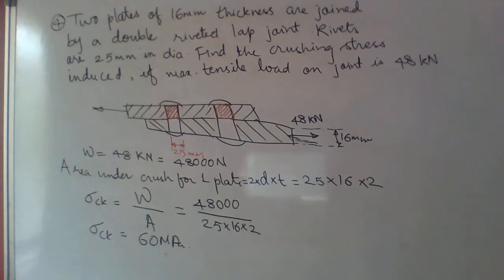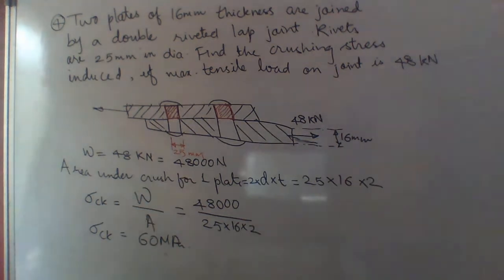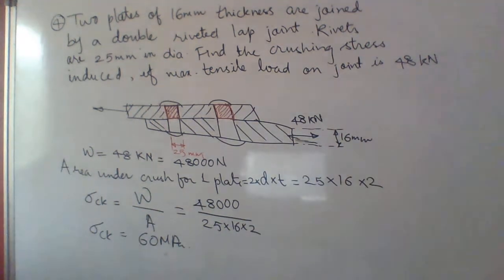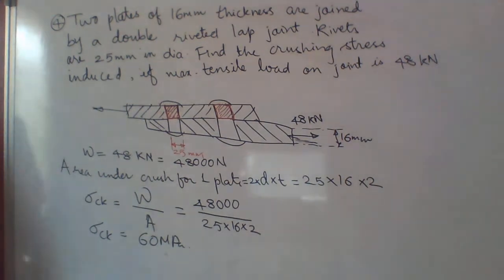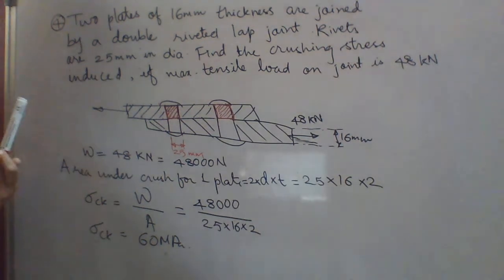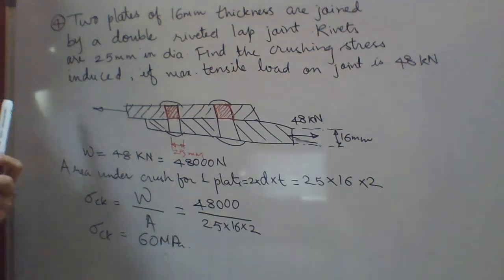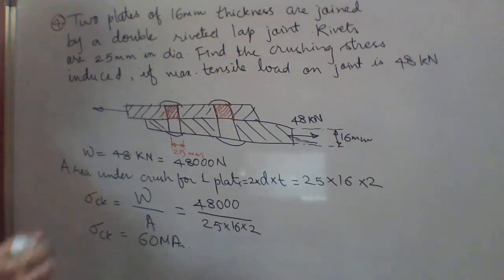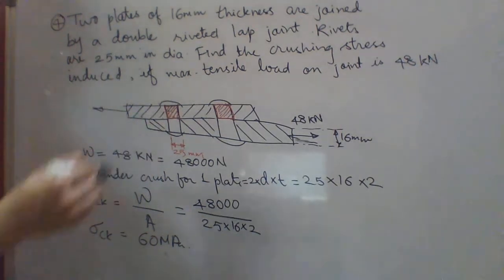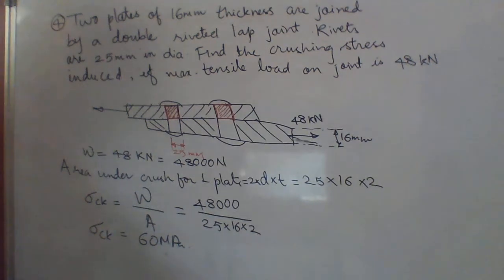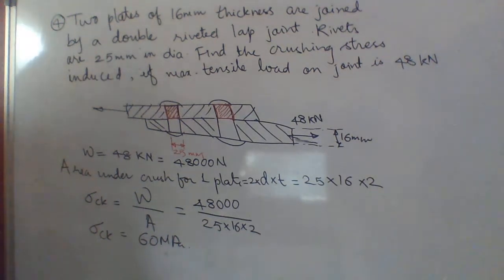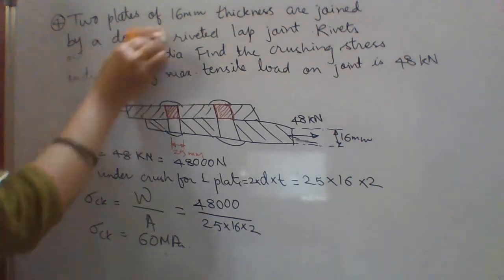This is the numerical asked on crushing stress. Now we will take one more numerical on bearing pressure or bearing stress. Now in this case it was only crushing. We are very well aware because we know that these rivets will not have any relative motion between the plate and the rivet. Now we will take the next numerical, question number 5.